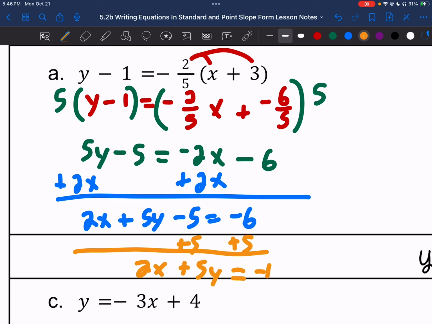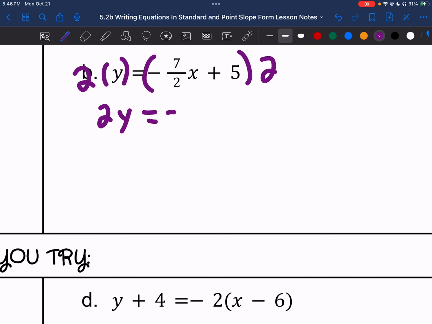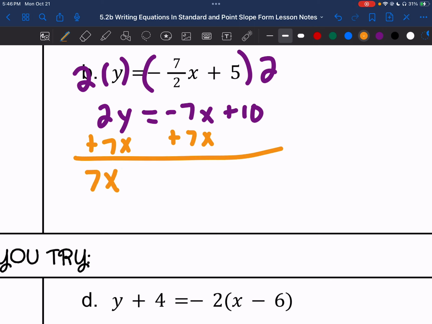All right. Now, letter B. We have an equation that's in slope-intercept form. And for this one, again, I have that pesky fraction, so I need to multiply both sides of my equation by something to get rid of it. So I'm going to multiply both sides by 2. I get 2y is equal to negative 7x plus 10. Now, my next step is to add 7x to both sides. I get 7x plus 2y is equal to 10. And there we go. We're in standard form.